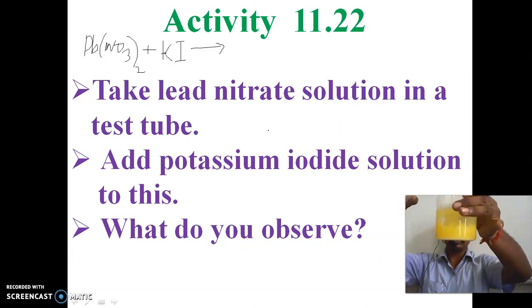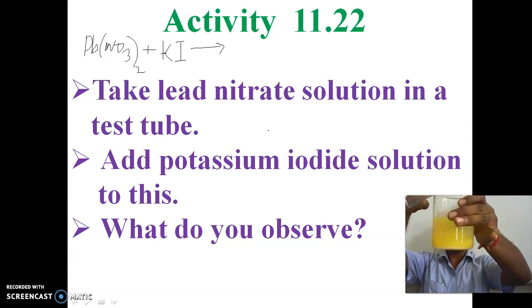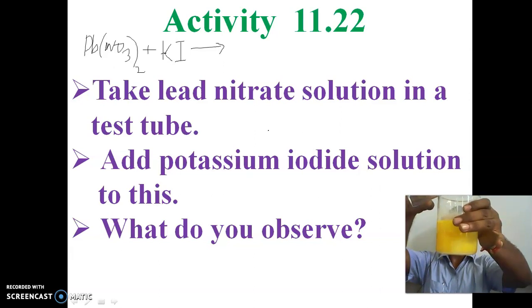It will form a yellow color. So what does it form? What color can you observe, children? What color can you observe here?